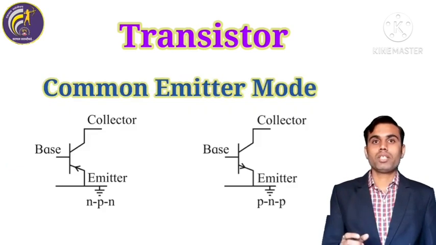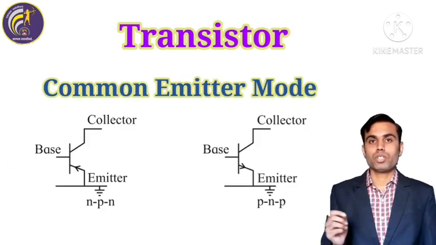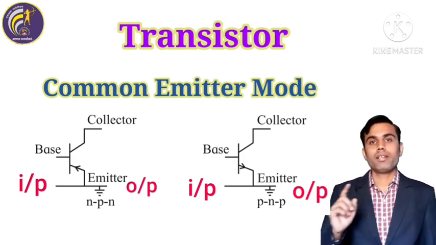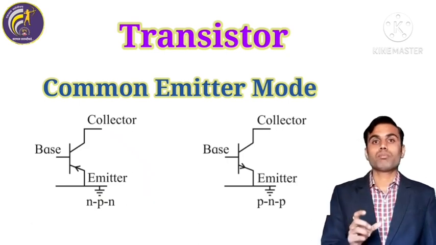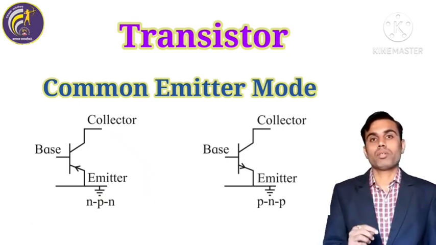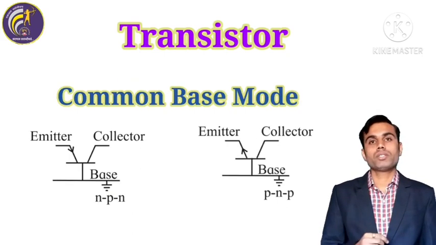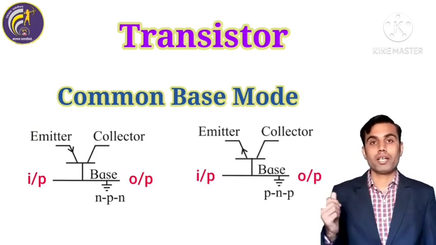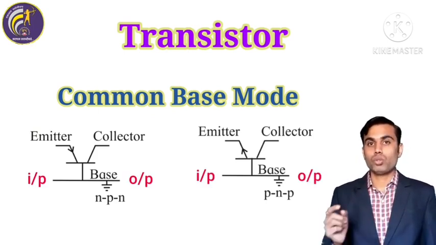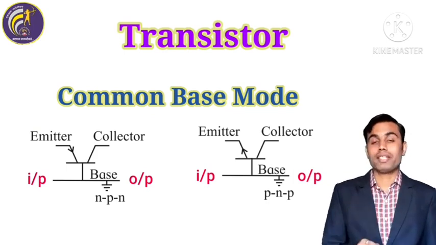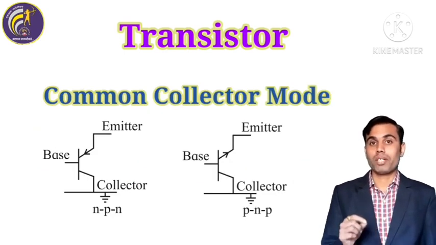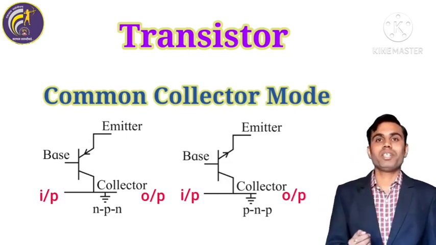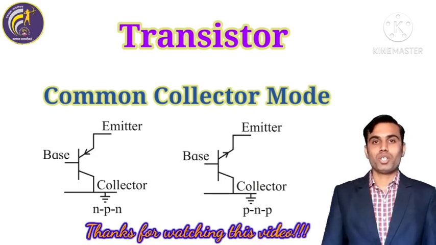In case of common emitter transistor mode, we can see the emitter is common between input and output. It is the most commonly used configuration for transistors. The second one is common base transistor. In case of common base, as we see in this diagram, base is connected common to input as well as output. Similarly, in common collector mode, collector is connected to input as well as output. So these are the 3 different modes available in the study of transistors.